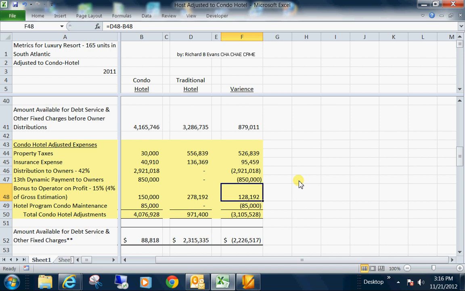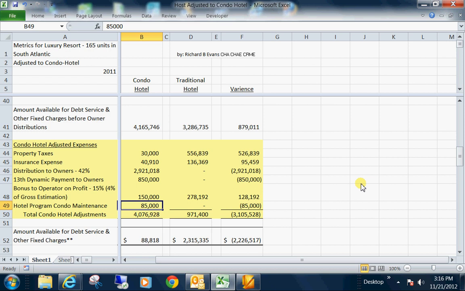of $128,192, favoring the condo hotel and favoring a good contract. A new contract for the hotel management agreement would be created at the time the association would buy the condo hotel program. And the last item here that's a difference is the condo hotel program paying monthly maintenance on the commercial units that they own.